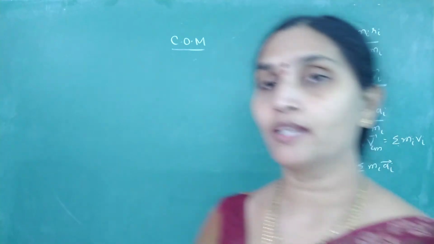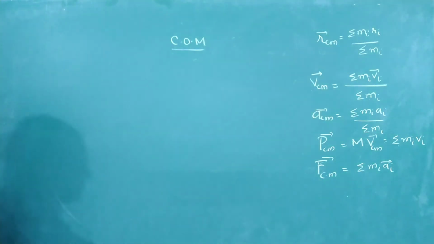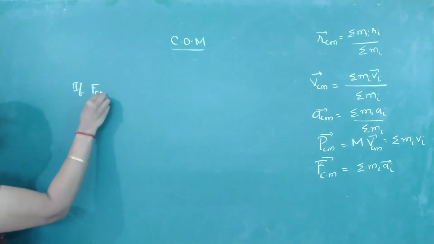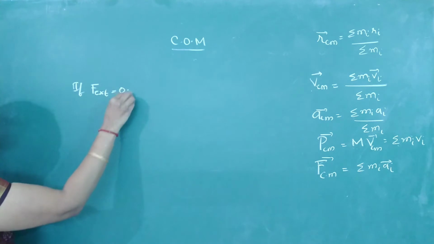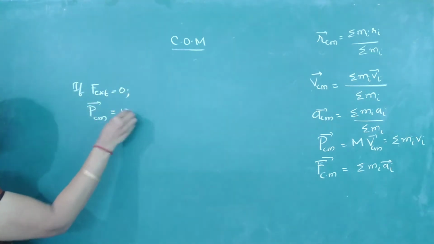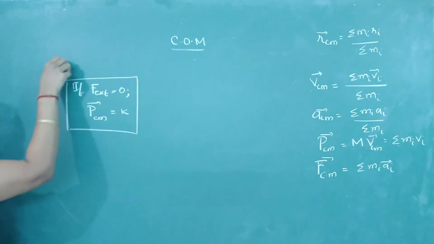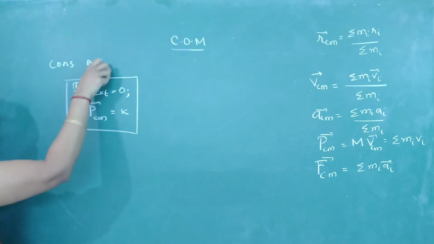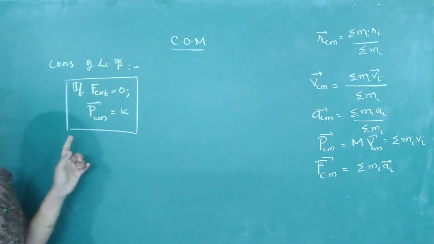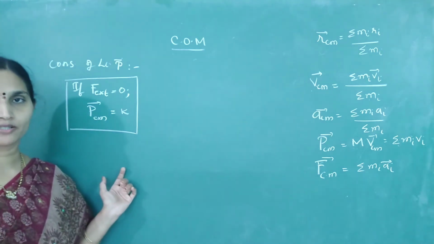But remember one point, that is the law of conservation of linear momentum. What does the law of conservation of linear momentum say? If there is no external force acting on the system, then momentum of center of mass remains constant. So this is an important relation, called conservation of linear momentum. Related to this, let us look at some simple applications.